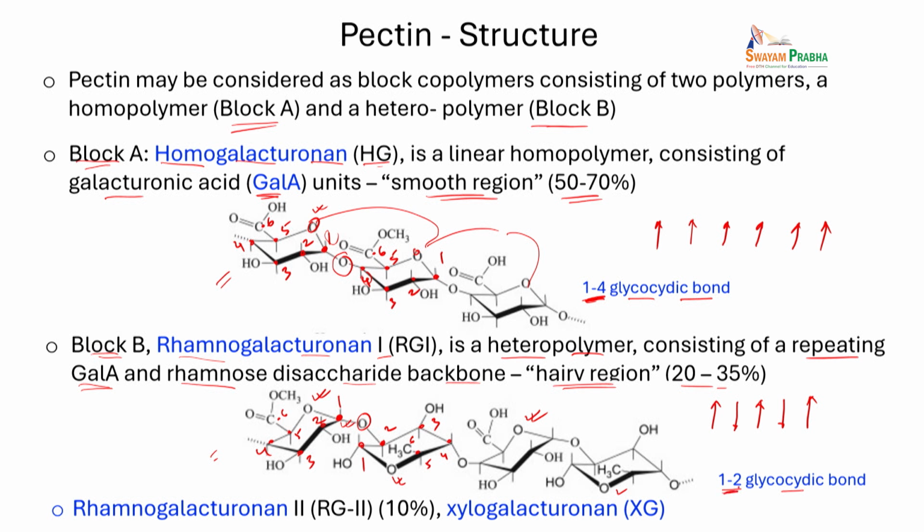Okay, and not only these two, there are also other components, something called rhamnogalacturonan type 2, which may make up about 10% of the total chain, and then there is another component called xylogalacturonan, or XG in short. In some samples you can have rhamnogalacturonan 2 and xylogalacturonan also present. This is what makes pectin a quite complex molecule to work with.